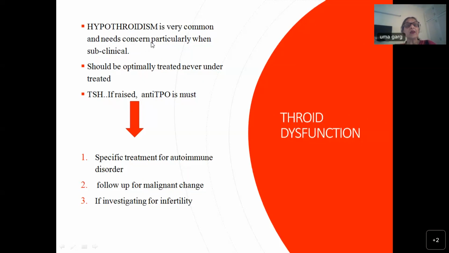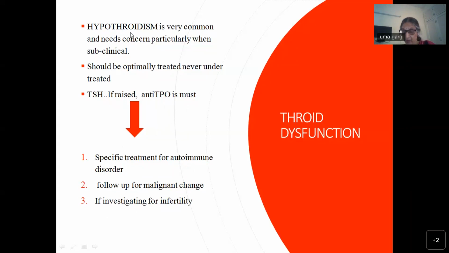If TSH is high, then we do T3 and T4, but that means hypothyroidism may be there. And it is very, very common many a times in thyroid swellings and needs particular concern when it is subclinical. And whenever it is there, it can be conservatively treated with medicines and never undertreated. If TSH is raised, then anti-thyroid peroxidase must also be done because it indicates an autoimmune disorder in which it has to be monitored. And then the patient has to be followed up for malignant change, especially if you are investigating for infertility.